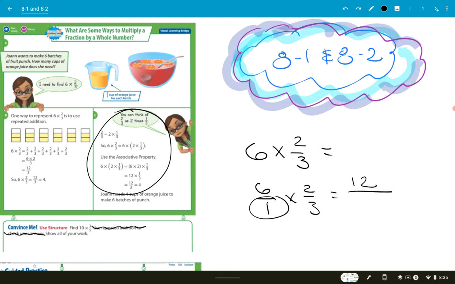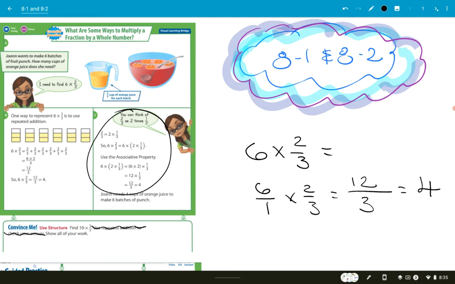Another way to do it is using what they call the associative property, and we talked about that before. 6 times 2/3 is the same as 6 times, and then in parentheses, 2 times 1/3. And so you're going to end up with the same answer of 4. I actually think that kind of makes it a little more confusing. So I don't want you to use repeated addition, which is kind of what they're doing here.